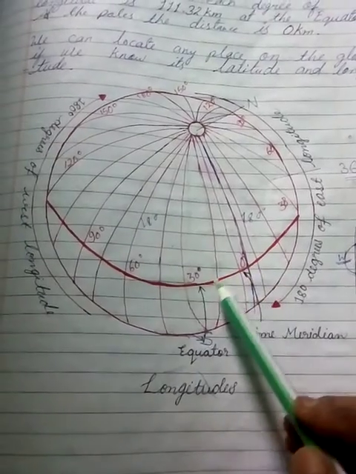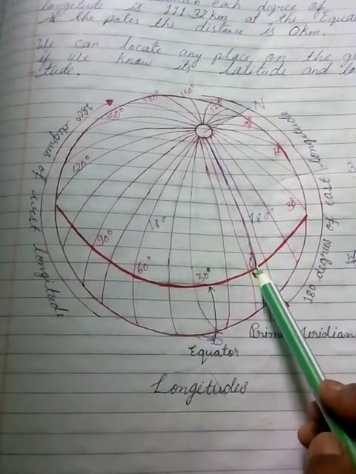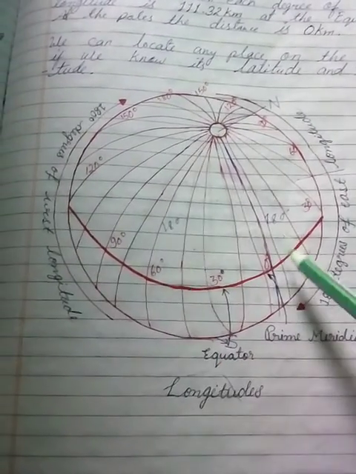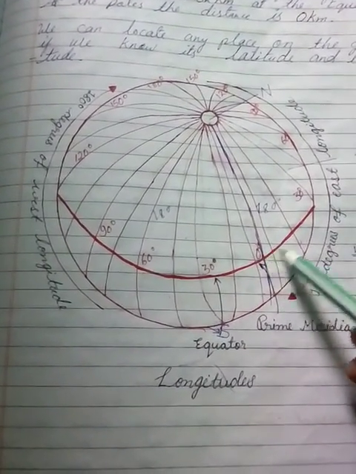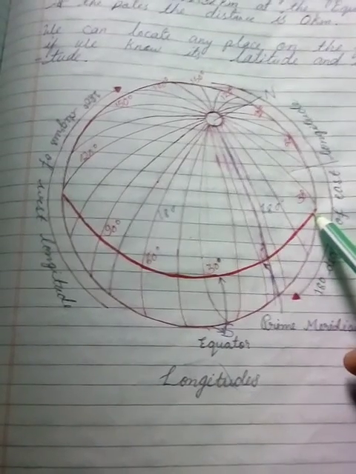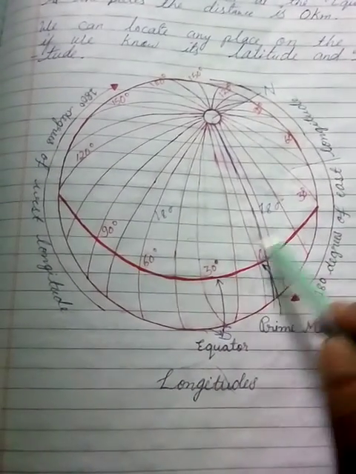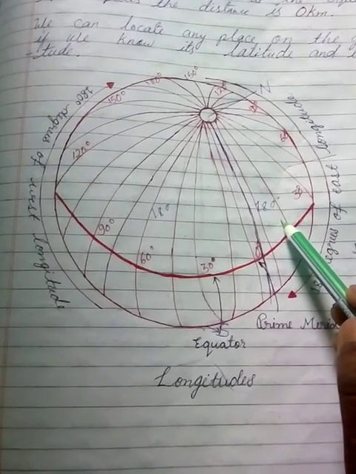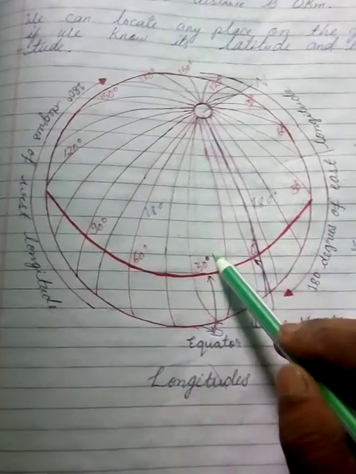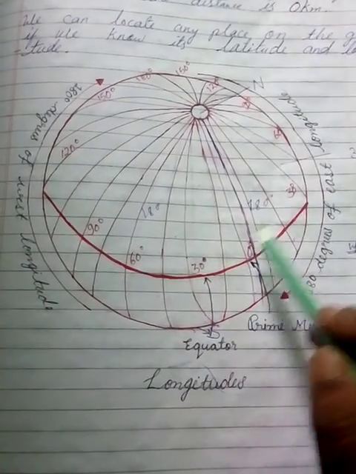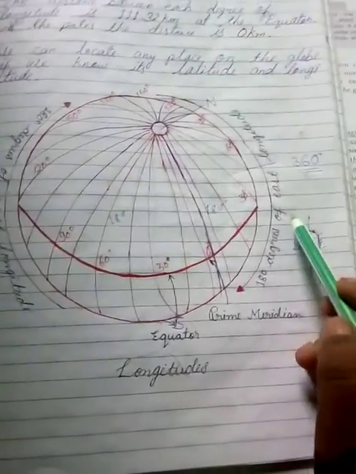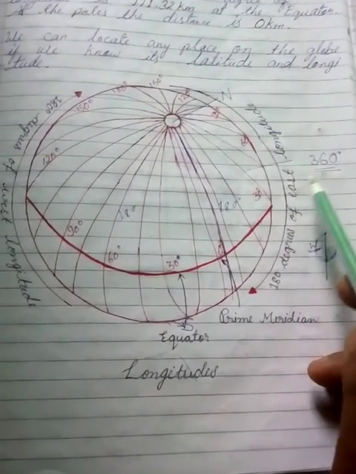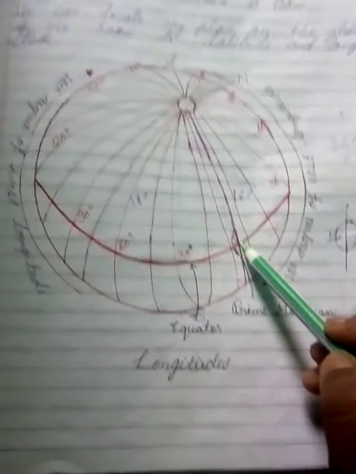From here to the east, 180 longitudes are there. And in the same way, from 0 degrees to the west, 180 longitudes are there. 180 in the east hemisphere and 180 in the west hemisphere, and the total number of longitudes is 360. And the prime meridian is called the central longitude.